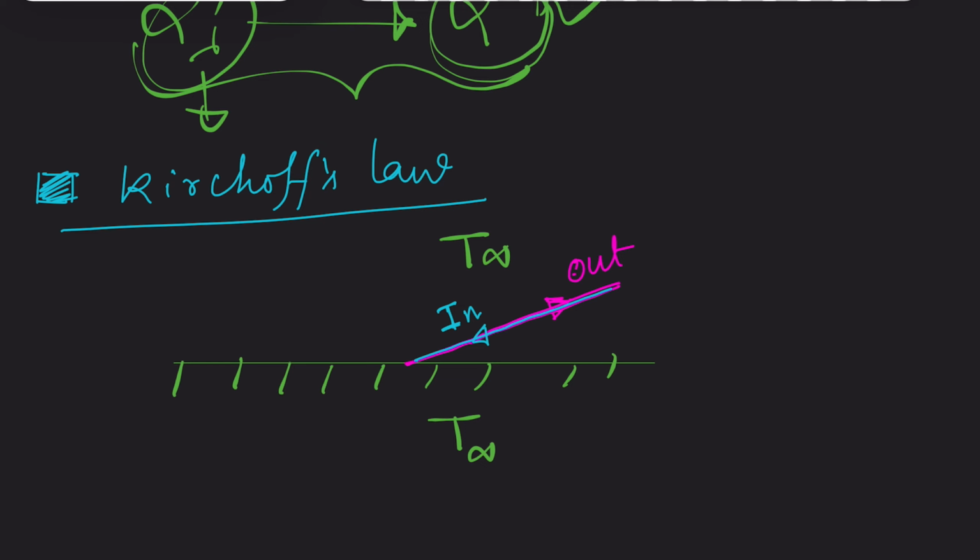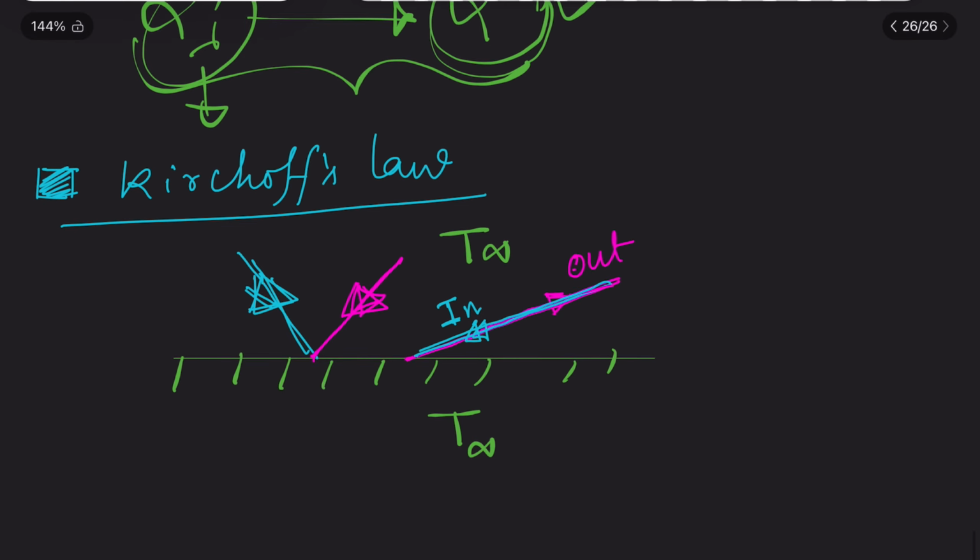Okay, we cannot say that if something is going out in this direction, that should be equal to something going in any other direction. That may be true or may not be true. But for the same direction, if something is going out, and in the same direction something is going in, then they must be equal.